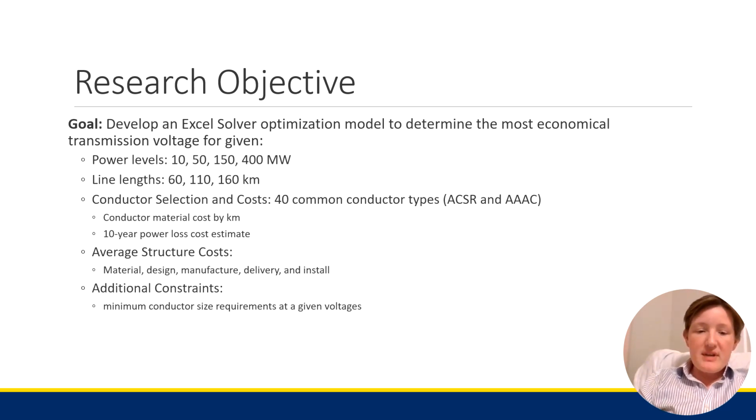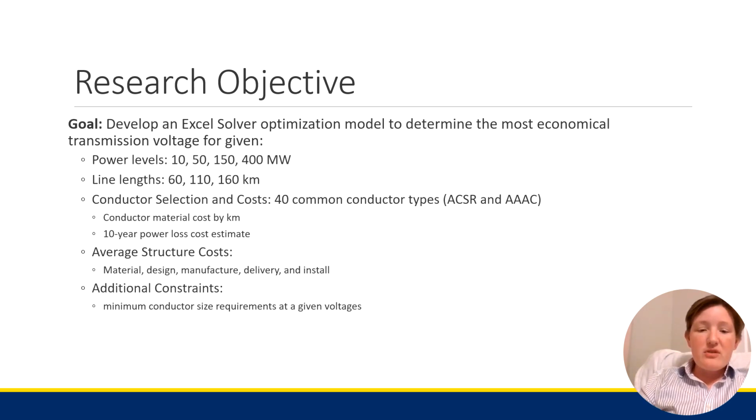So the material, the design, the manufacture, delivery, installation, basically all of the components that go into determining what the structure would cost at the end of the day. These were estimated using the MESO references from 2025. And then an additional constraint was built in.